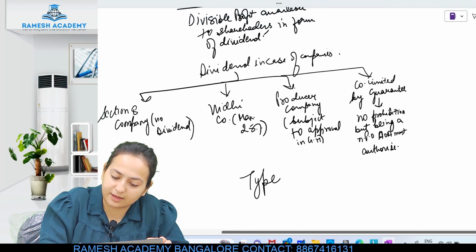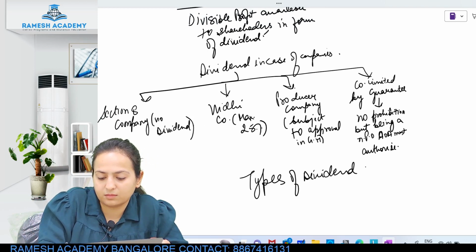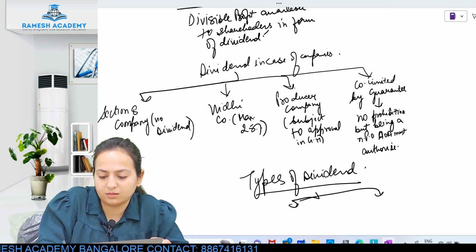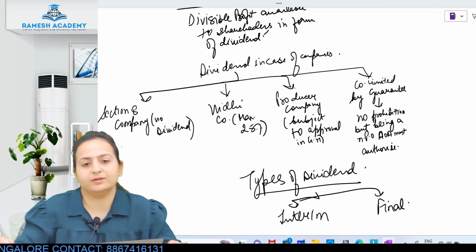Then comes types of dividend: interim and final.